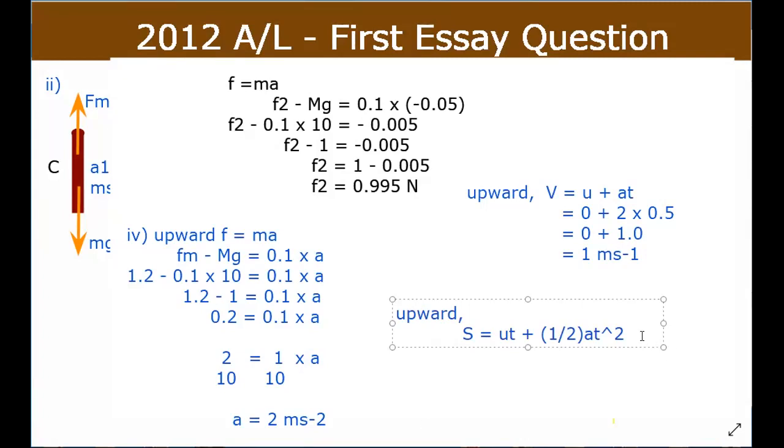Let's see. Initial velocity is 0, so it means U is 0. Time is 0.5, plus half into acceleration, which is 1. Time is 0.5 and you have to get the square. This is t square, 0.5 squared. What will happen there?